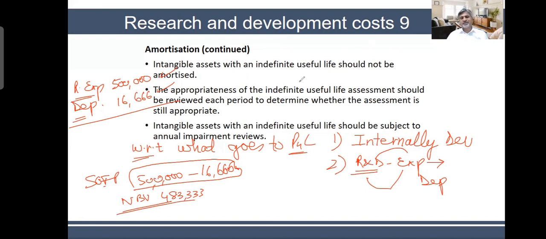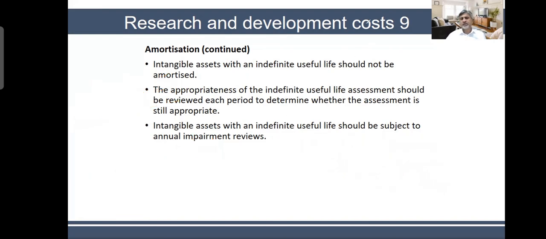So these are the two things you should be careful about. That's all. This is the end of this chapter. IAS 38 is not very difficult, not very long, a short chapter, but frequently tested in the exam for little marks, 3-4 marks.